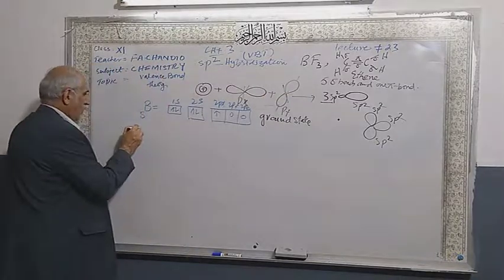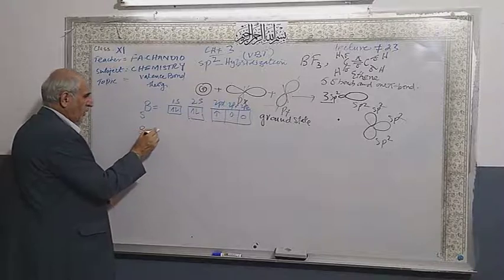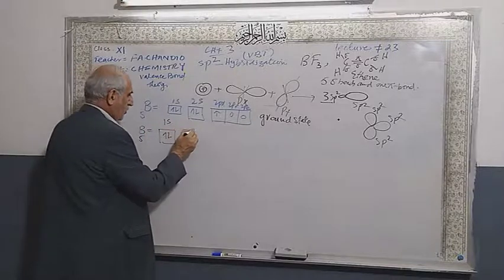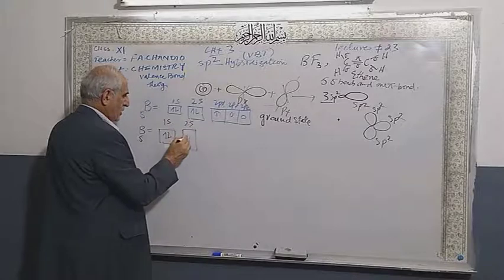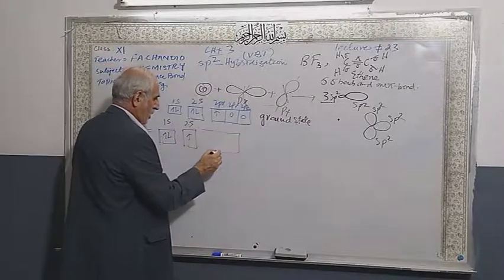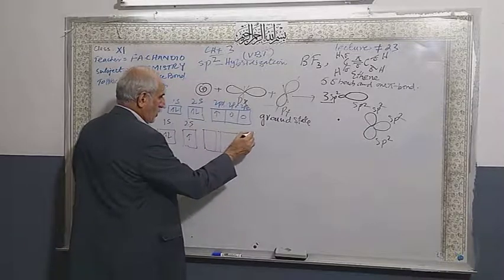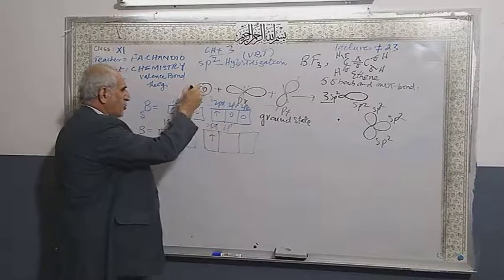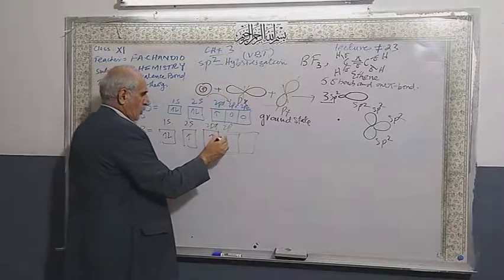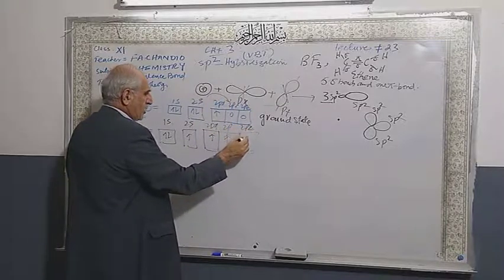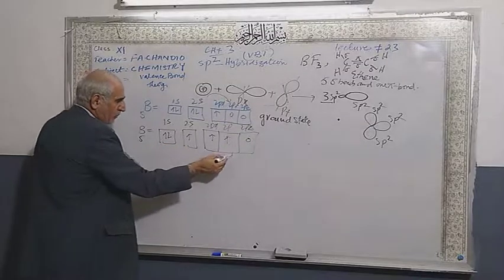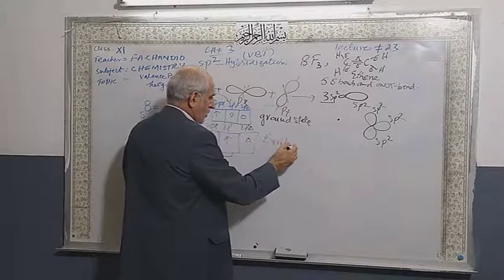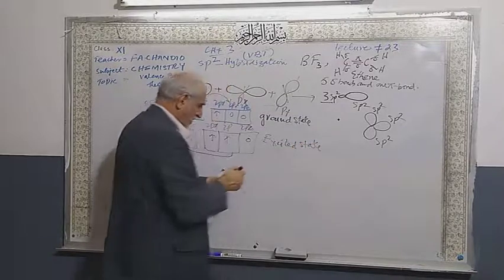So that is why the excited state is going to be 1s2, 2s1, 2px1, and it is going to be promoted in the 2py1, 2pz0. So you have 3 unpaired electrons. See this unpaired. This is the excited state.